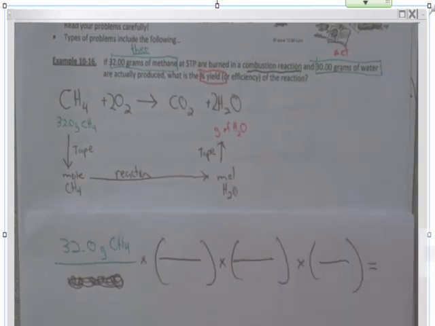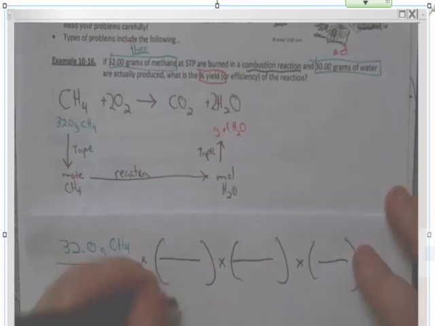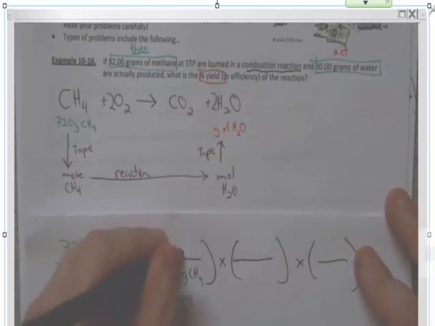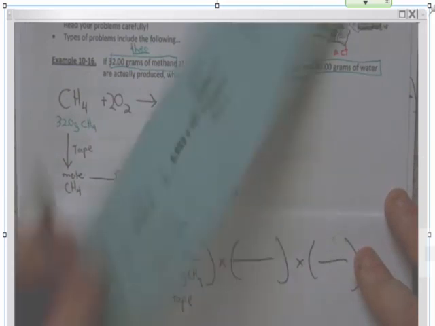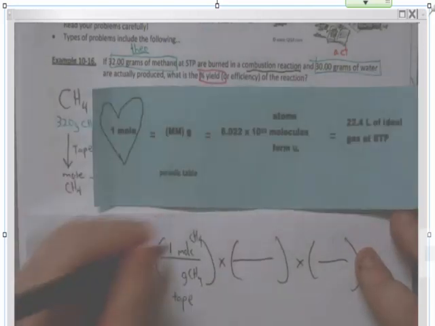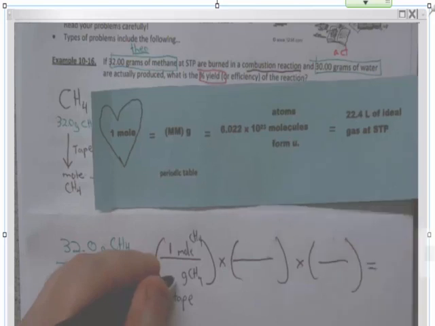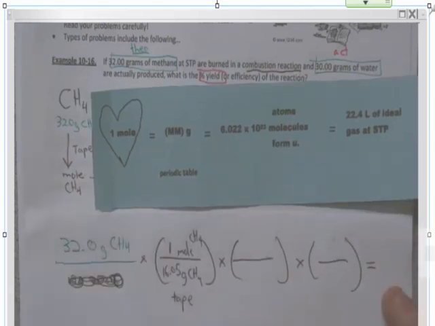So 3 steps here. Step 1, gotta use the tape. Grams on the top, grams on the bottom. What am I trying to convert to? Moles. CH4. Tape says 1 mole. Tape says molar mass of CH4, 16.05. So molar mass of CH4.